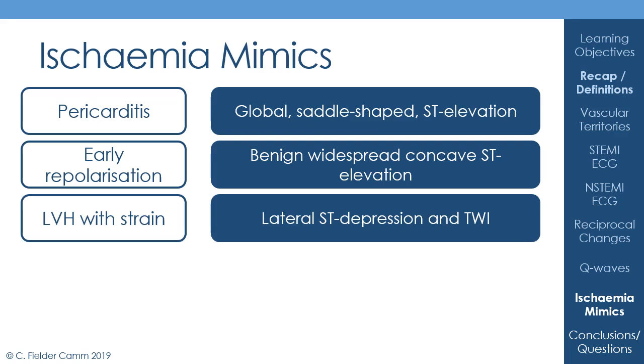Left ventricular hypertrophy with strain, now I put this in both places, but this can cause quite significant lateral ST depression with T-wave inversion, particularly if the heart rate goes up, if the patient's feeling otherwise unwell, has got a bit of sepsis or anything like that. You can get these quite dynamic changes, which can be quite concerning.